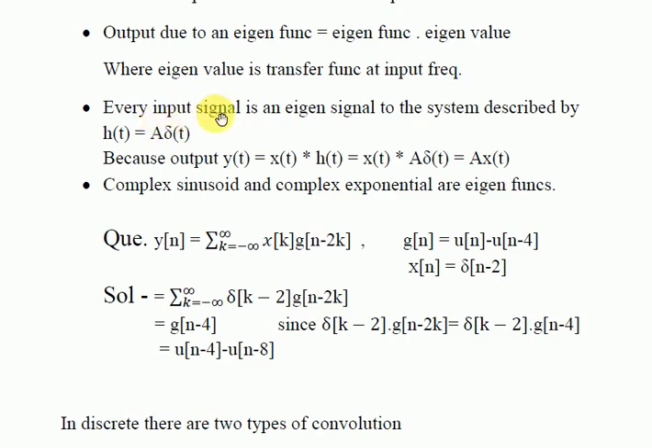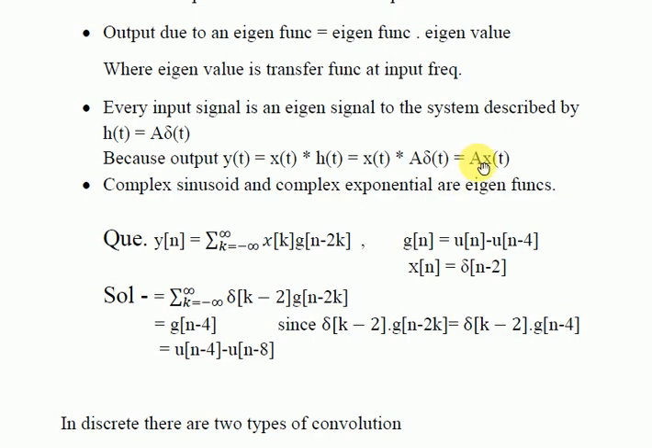The next point is that every input signal is an eigen signal to the system described by h of t equal to a times del of t. For a system whose impulse response is a del of t, every input signal will be an eigen signal. Why? Because the output will be x of t convolution with h of t. Instead of h of t, write a del of t. Now convolve x with a del of t. You get x of t convolved with del of t, which we know gives x of t. Remember the first property, only the change will be in amplitude.